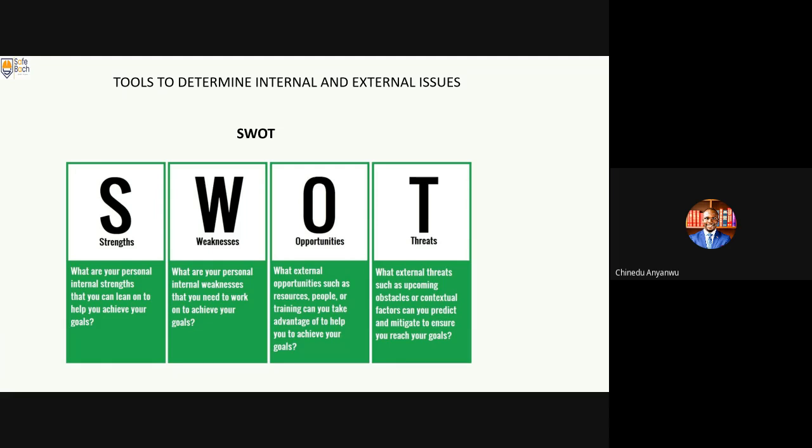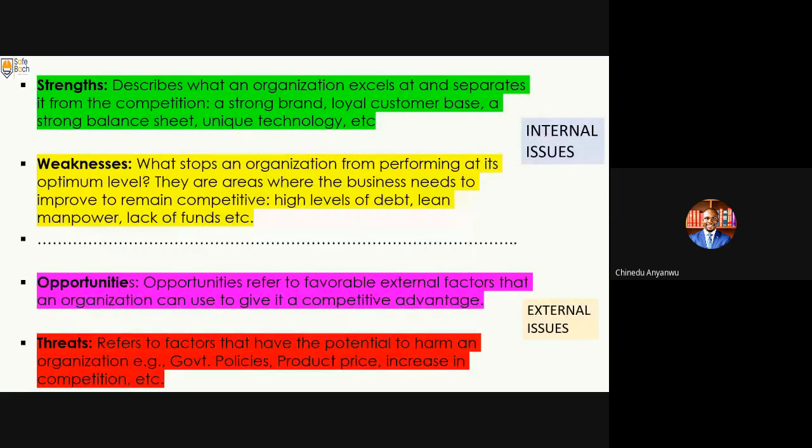So you must understand your strengths, what makes you special, what makes you able to meet your promises to your customers. What are your weaknesses? What are those things that can't help you? What are the opportunities you have that you can leverage on and improve? And what are those things that can affect you that you don't have control over? Those threats could mean anything ranging from competition and the rest of them.